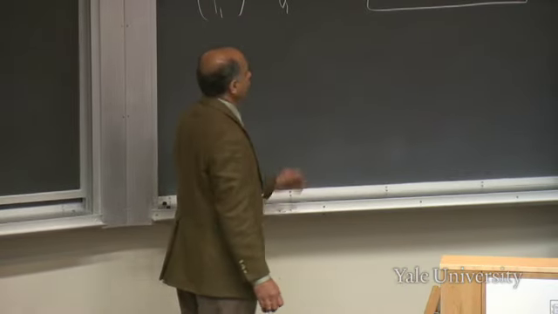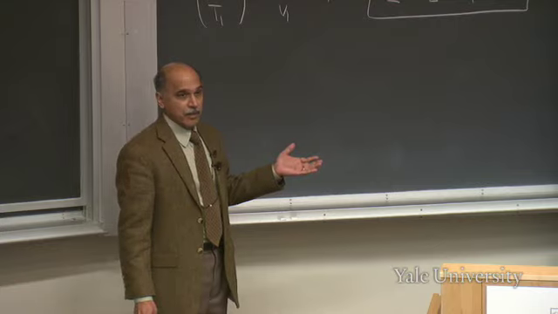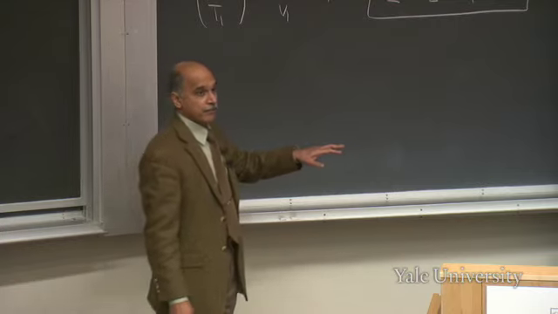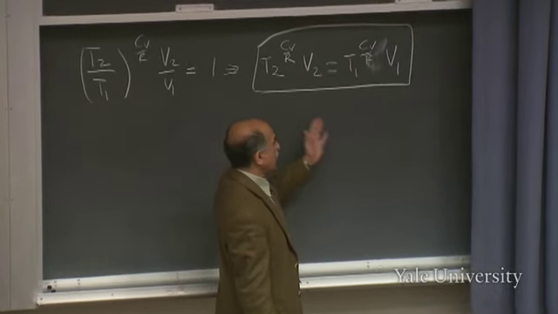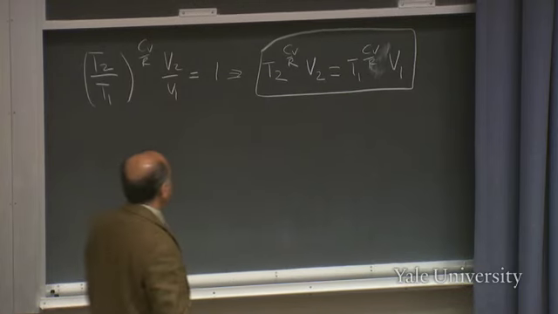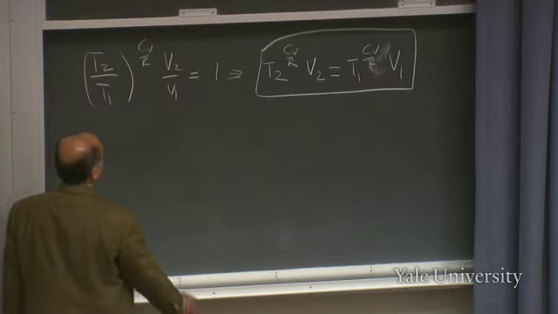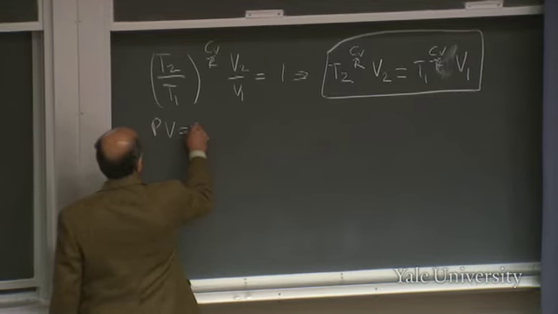So what it's telling you is that when the gas expands, the temperature falls. I already told you that. It's telling you exactly how it falls. It tells you that T to some strange power times V is constant during the process. Now, if you want to know what happens to the pressure, you can do the following. You remember PV equals RT.